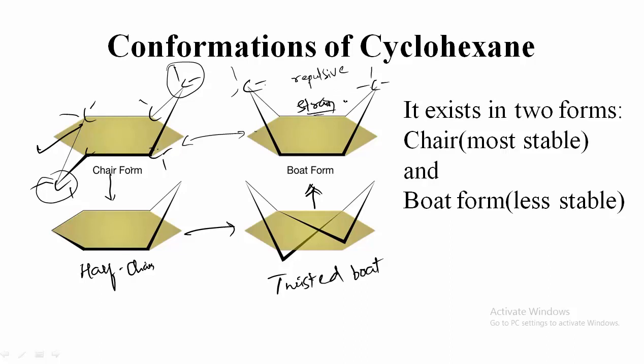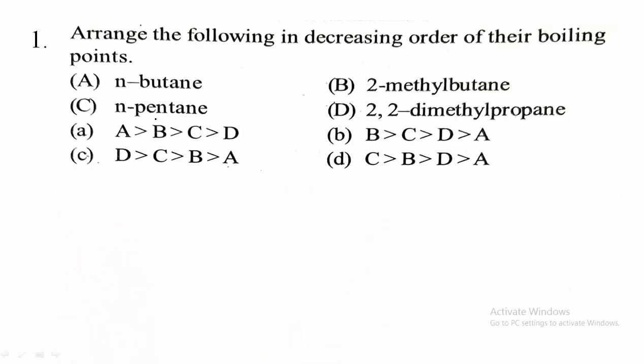Here strain is more and hence it is less stable, and here strain is less and hence it is more stable. Okay, remember this. So now we will move to solve the questions from alkanes. First one, arrange the following in decreasing order of their boiling points. Option A N-butane, option B 2-methyl butane, option C N-pentane, and option D 2,2-dimethyl propane. So let's see here. First I will write down the structures of these.